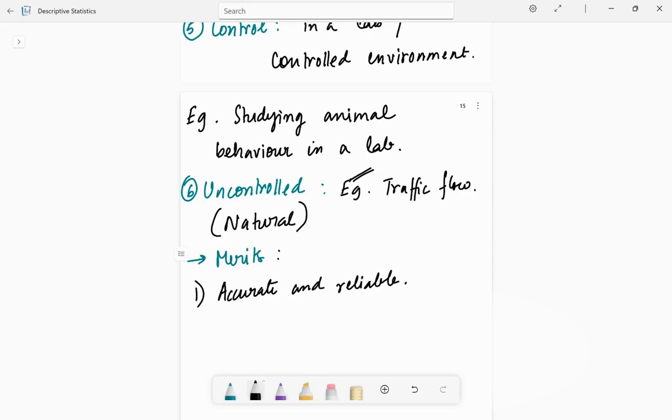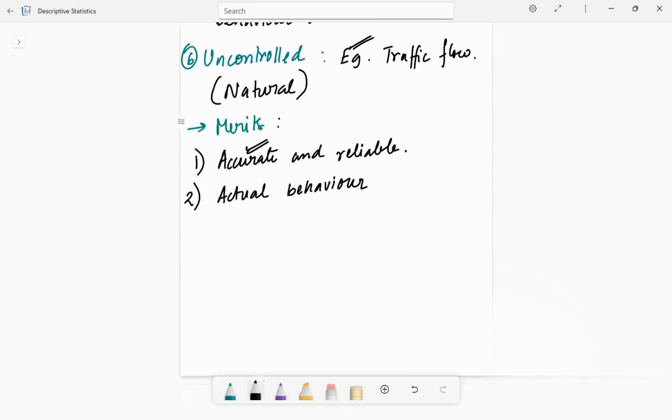Any other merit? It captures actual behavior rather than just verbal reports. Because it's accurate, actual behavior is recorded. And what can be the third point? It is less affected by the subjectivity on the part of the interviewer. How do I write it? Subjectivity on the part of the interviewer.